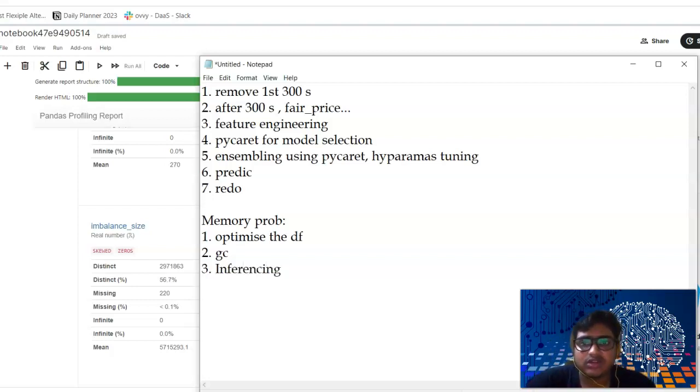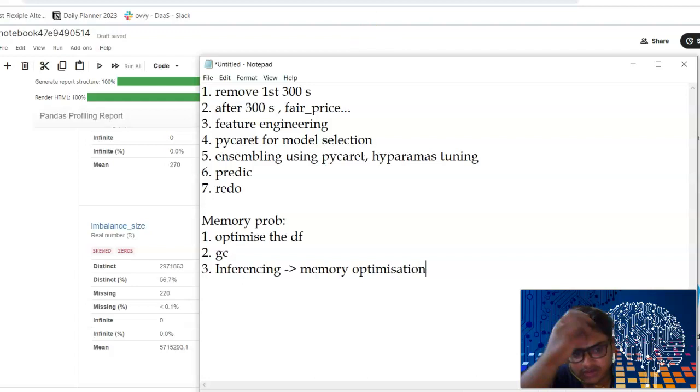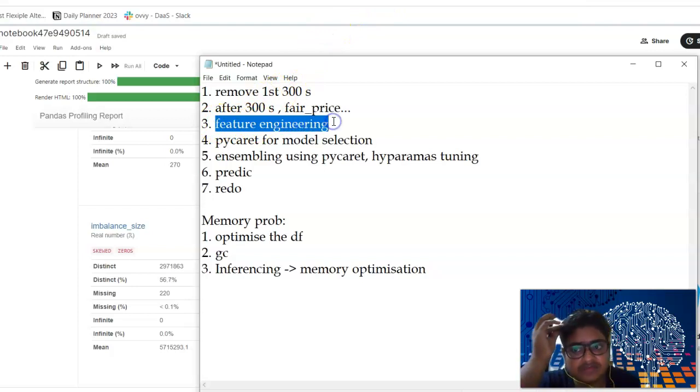Also, while inferencing we have to use the given API, and for the given API we also have to do some memory optimization. This has been done by some Kagglers, and we will look into them. The main thing that we have to do now is feature engineering.